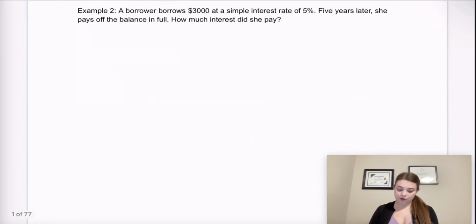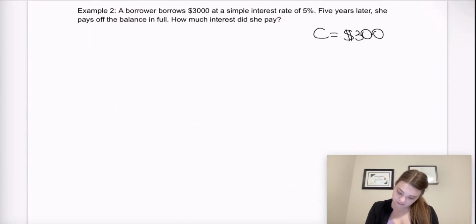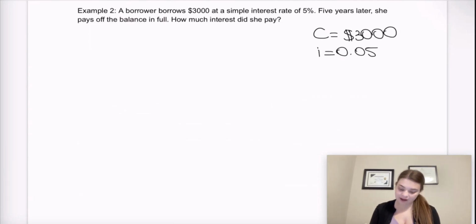A borrower borrows $30,000 at a simple interest rate of 5%. 5 years later, she pays off the balance in full. How much interest did she pay? All right, so in this case, the original capital borrowed was $3,000. The interest rate is 5%, so 0.05.